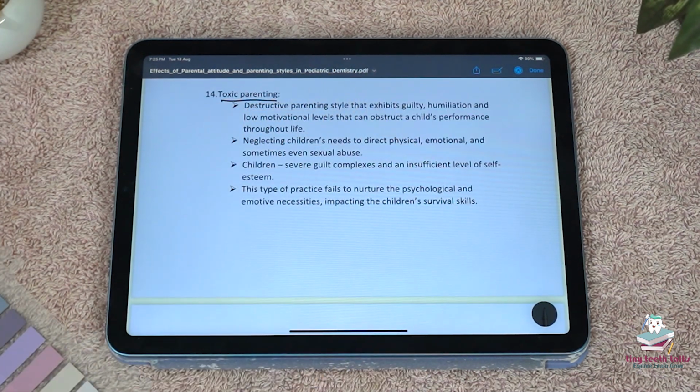Toxic parenting. This is a destructive parenting style that exhibits guilt, humiliation, and low motivational levels that can obstruct a child's performance throughout life. It ranges from neglecting children's needs to direct physical, emotional, and sometimes even sexual abuse, and such children show severe guilt complexes and insufficient self-esteem. This type of practice fails to nurture the psychological and emotive necessities, impacting the children's survival skills.